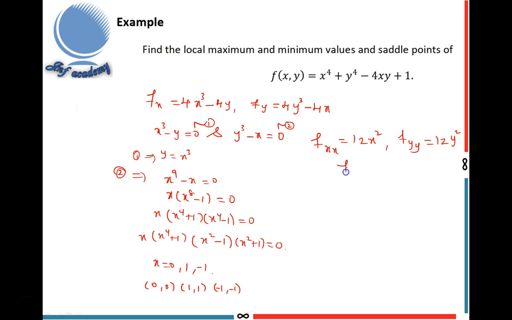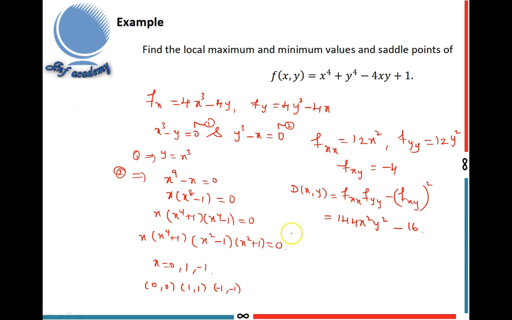f_xy, that is 4, minus 4, sorry, minus 4. Okay, next I find the D value, that is D of (x, y). The formula says f_xx f_yy minus f_xy whole square. This is the formula of D. So finally I got f_xx into f_yy, that is 12 into 12, 144x²y² minus 16. This is the D of (x, y).